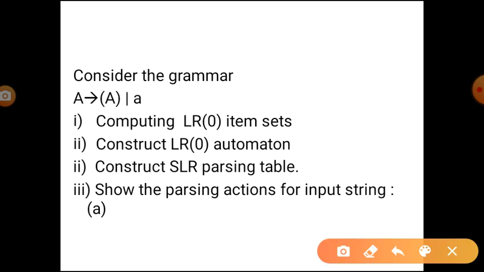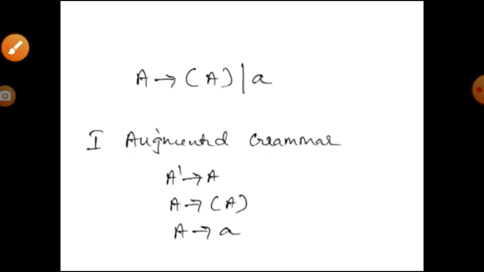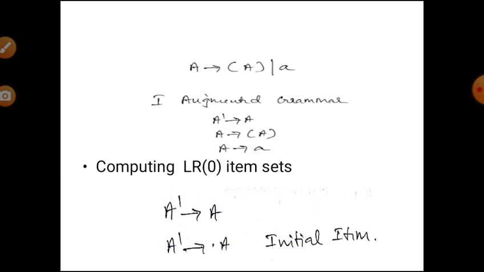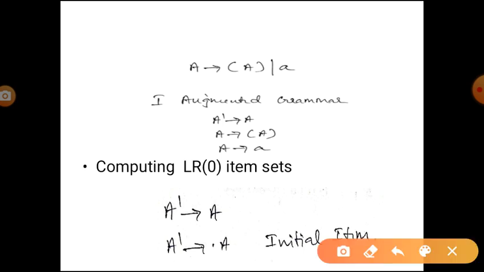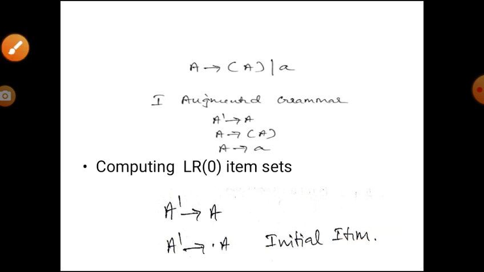I have taken one example grammar. This is the grammar. First we will start with computing the LR(0) item sets. For this we need an augmented grammar first. This is the augmented grammar. After augmentation, you take this first production, you add the dot at the beginning of this production, and this particular item we call the initial item. So this is how we start.